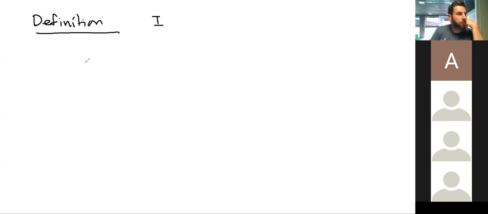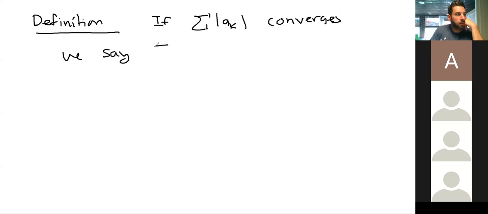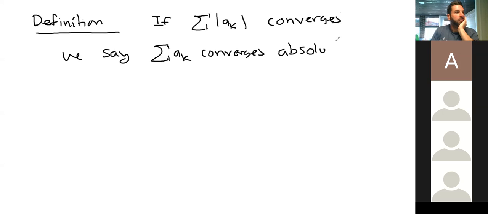And so if this series converges, if I take the absolute value of each term in the series and it converges, we say that the series converges absolutely. So the new word here is this sort of, was that an adverb or whatever? We say the series converges absolutely.